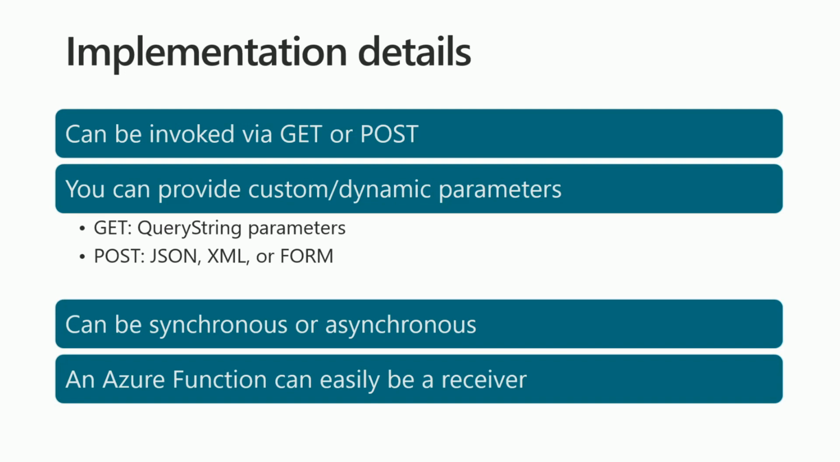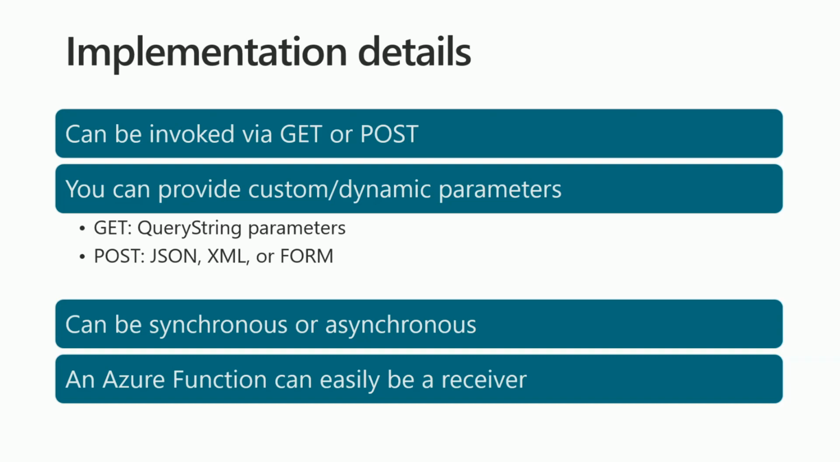When we make a POST request, we can call your webhook providing a JSON message or an XML message, or making just a form post as it would be an HTML page in a web browser. The webhooks can be invoked synchronously or asynchronously. And let me say, an Azure function is, in my opinion, one of the best candidates for being a receiver for such kind of webhooks. So let me move to the demo environment to show you how it works.